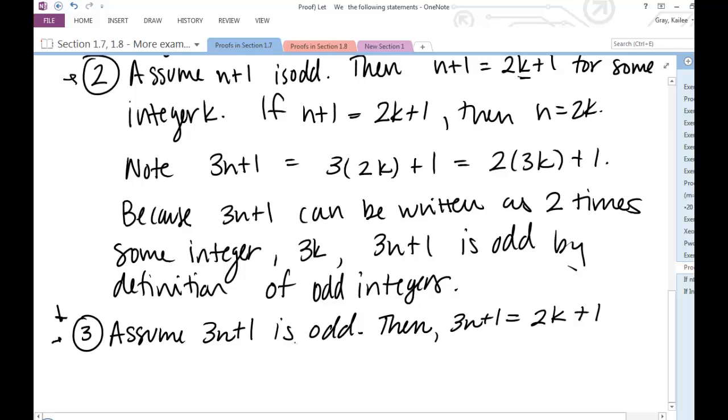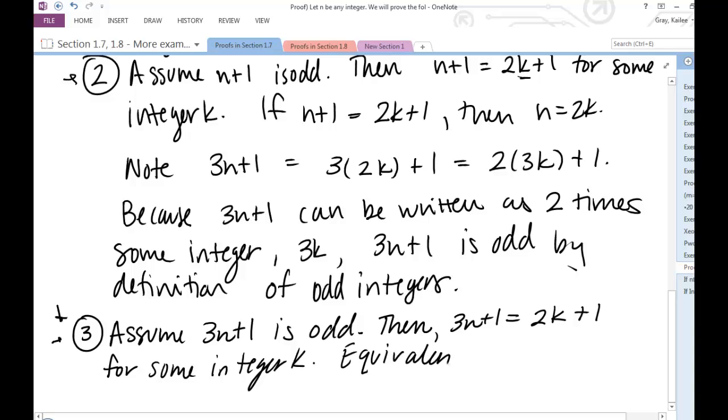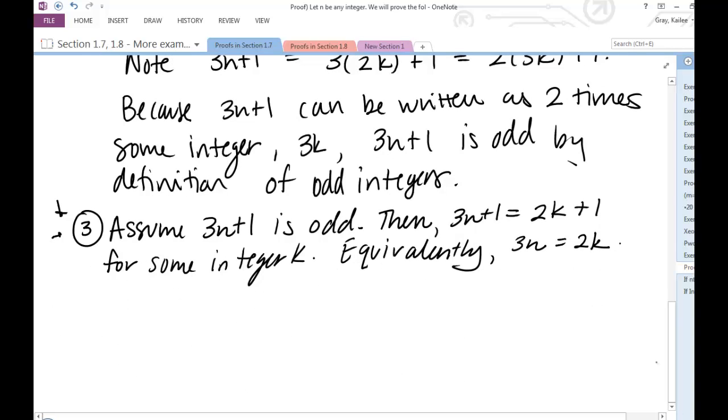So if 3n plus 1 is odd, then 3n plus 1 is equal to 2 times some integer plus 1. And just make sure you declare your variables. So we're saying for some integer k. Okay. I'm just going to say equivalently, since just subtracting 1 from both sides, we still have a valid equation, still holds the same solutions, right? Okay. All right. So now we've shown that 3n is 2 times some integer.